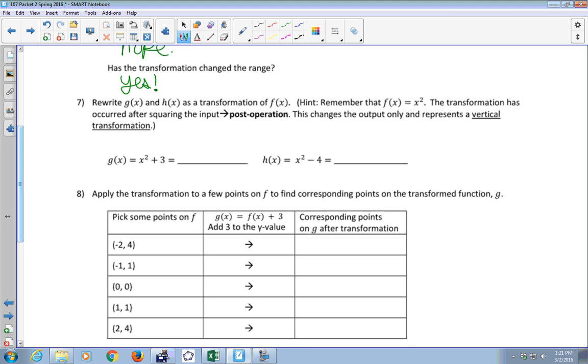Okay. So let's see. If x squared and f of x are equal, right, then anywhere I see an x squared, I could replace it with f of x. They're equal. Okay, so g of x is equal to f of x plus 3. And h of x, instead of writing it as x squared minus 4, which is how I gave it to you, you could rewrite that as f of x minus 4. Okay, because x squared and f of x are equal to each other, so you can make that substitution.